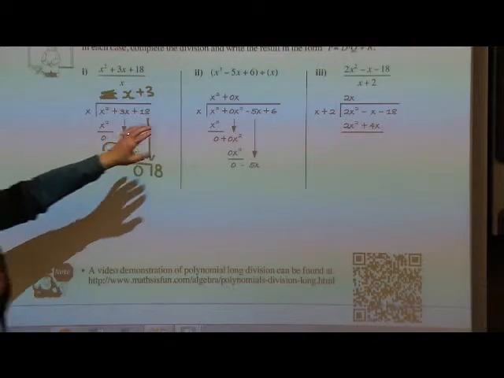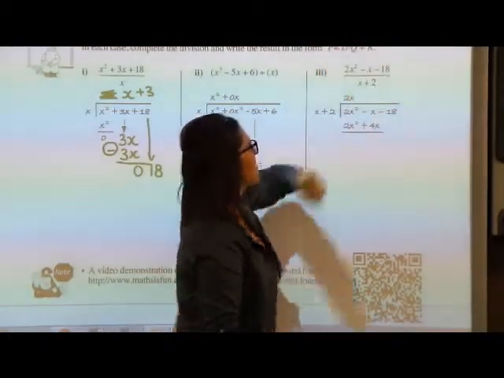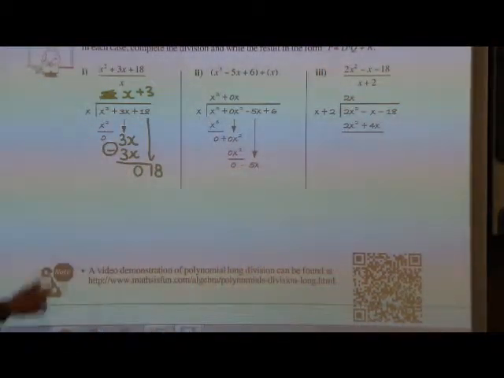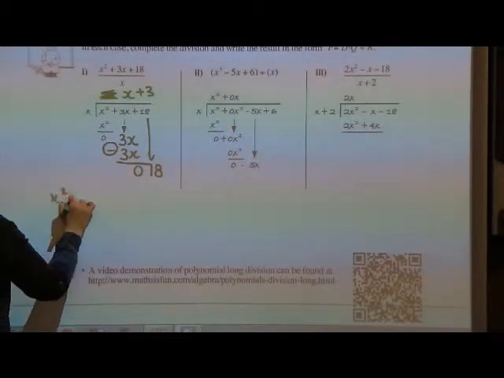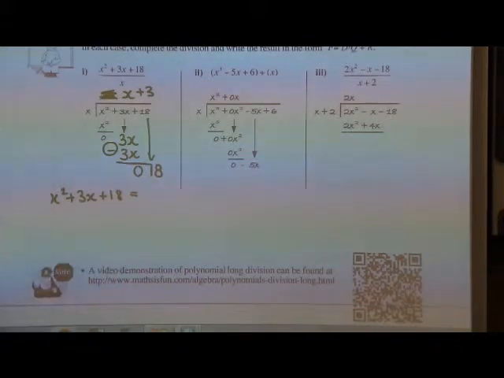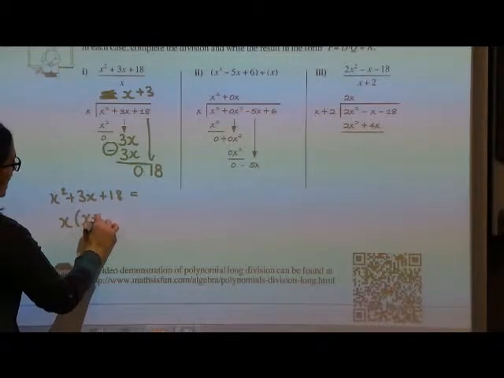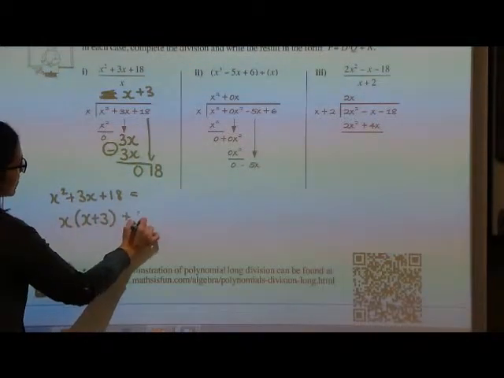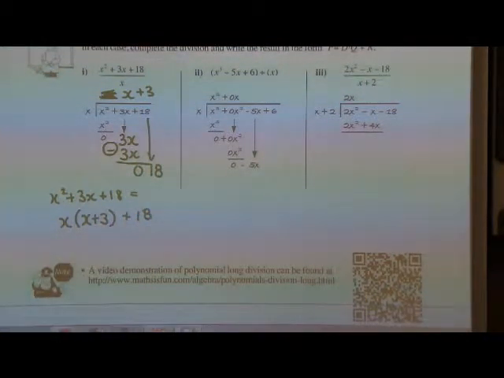So if I write this in the form that the polynomial equals the divisor times the quotient plus the remainder, it means that my polynomial is x squared plus 3x plus 18, and that would equal the divisor, which is x, times the quotient, which is x plus 3, plus the remainder, which is 18. So it's little techniques that help you go through this. If you do the techniques, it just makes it a little bit easier.